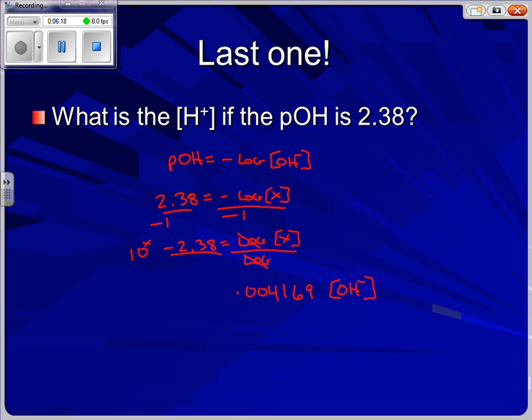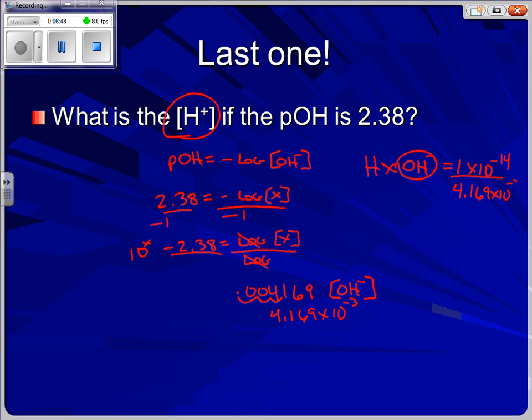This problem is asking for my hydrogen concentration. So all I do is I take this answer, and because my hydrogen times my hydroxide concentration is going to equal 1 times 10 to the negative 14, I'm going to divide both sides by this guy. So I'm going to take 1 times 10 to the negative 14 divided by 4.169 times 10 to the negative third. Just plug it in your calculator.